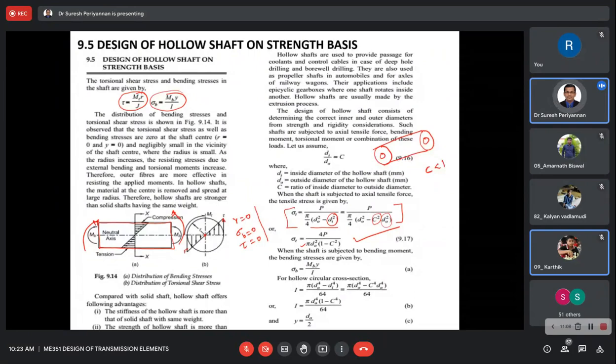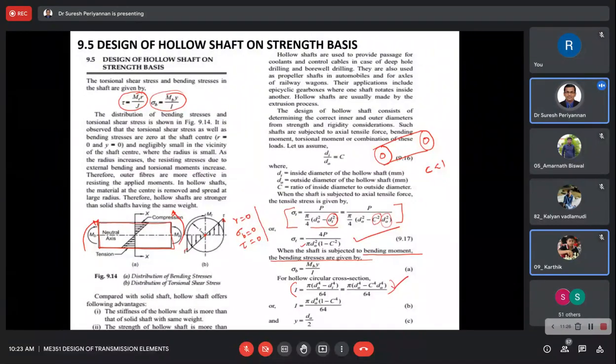Okay, now I come to this. The shaft is subjected to bending moment, and in bending, sigma b is equal to Mb into y divided by I. Now again use I, which we very well know: I is equal to pi into d naught power 4 minus di power 4 divided by 64.